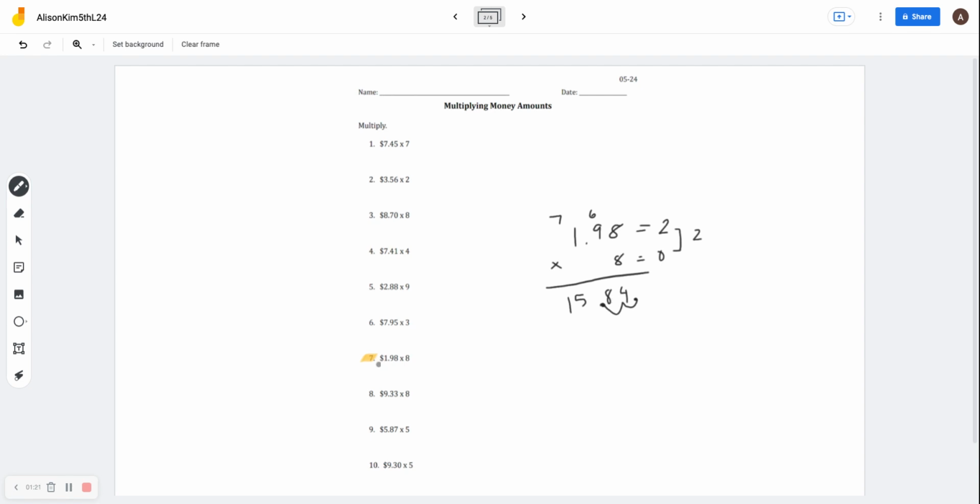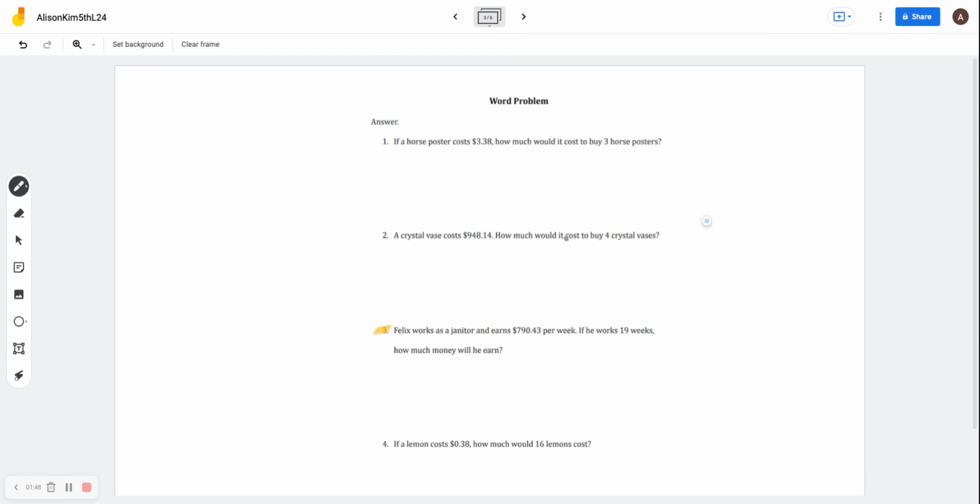And then we're dealing with dollars, right? So there was a dollar here, and I'm just gonna add it for a product right here too. So our answer will be $15.84. So basically for this worksheet, you're just multiplying with decimals, but make sure to add in your dollar signs because money deals with dollar signs. Next are some word problems.